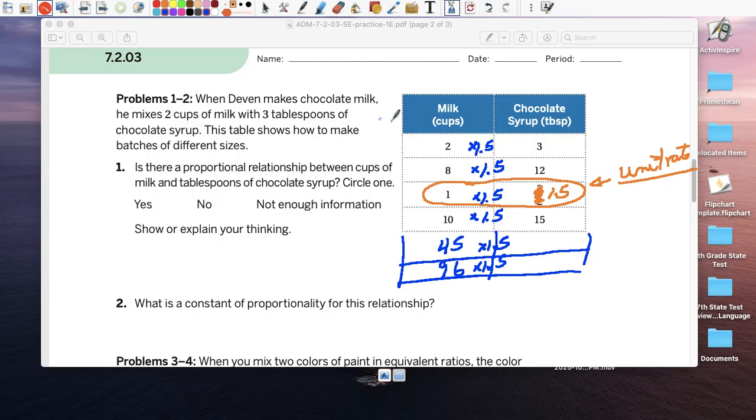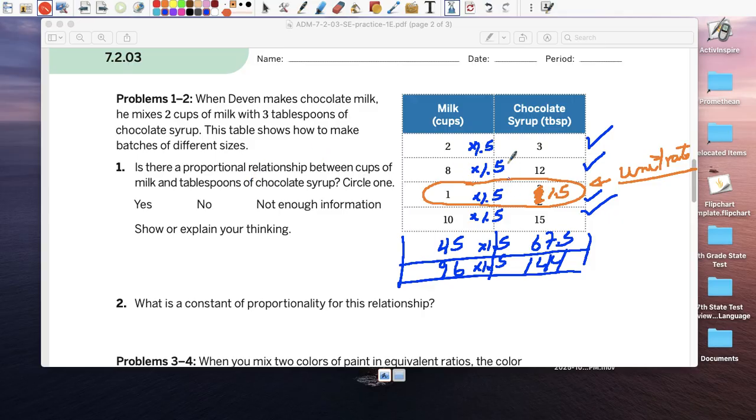So let's see if this is correct. 2 times 1.5 is 3. Yeah. 8 times 1.5 is 12. That works. 1 times 1.5 obviously is 1.5. 10 times 1.5 is 15. And the other two that I made up, we don't need to, but I'll just put them anyway. So 45 times 1.5 is 67.5. And 96 times 1.5 is 144.